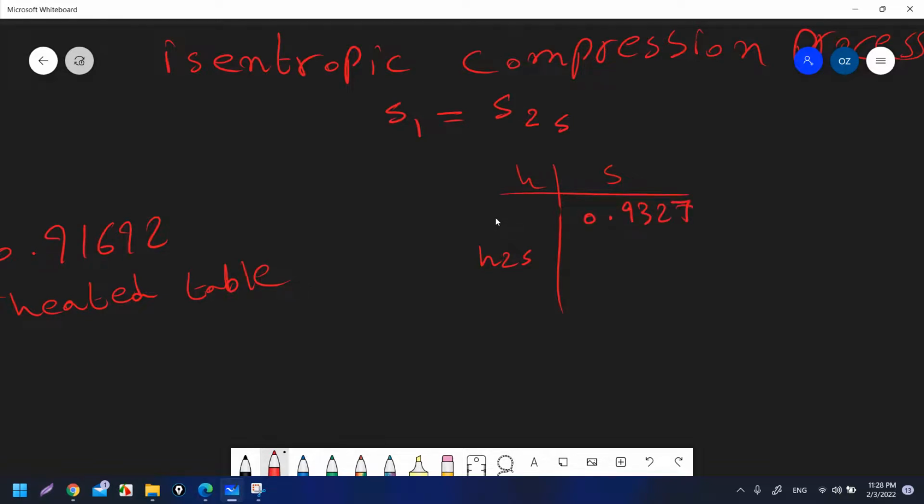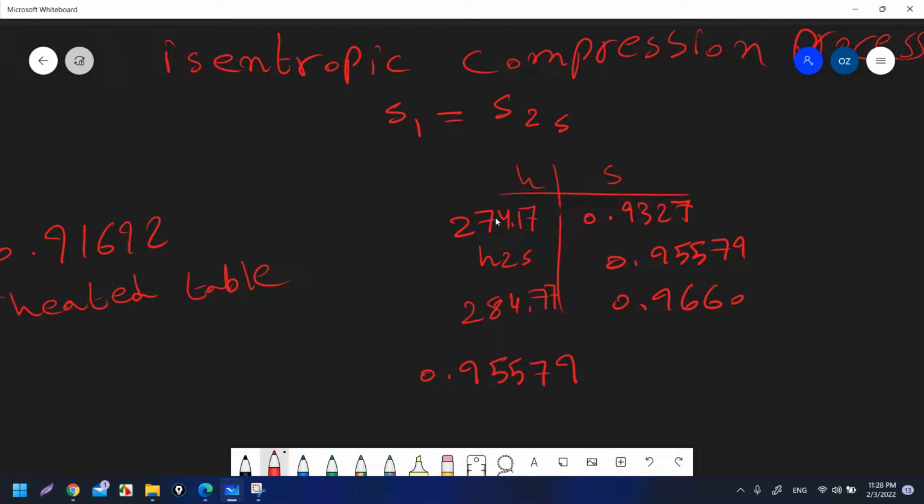So 0.9327, 0.95579, and 0.9660 is for H2S. 274.17 is the corresponding enthalpy to the lowest entropy, and 284.77. So let's make the interpolation.